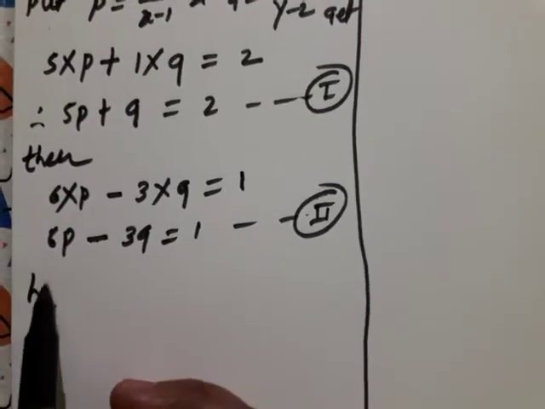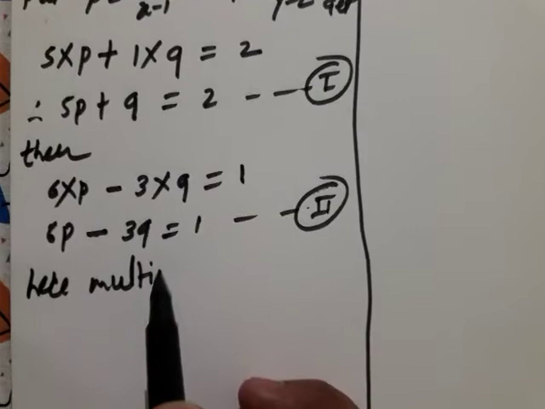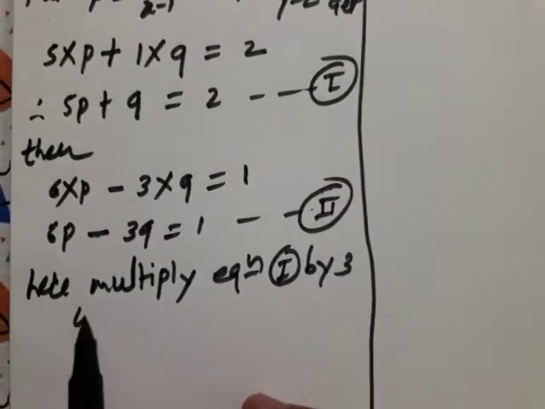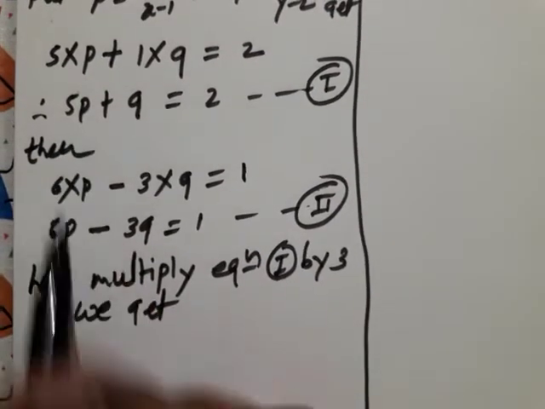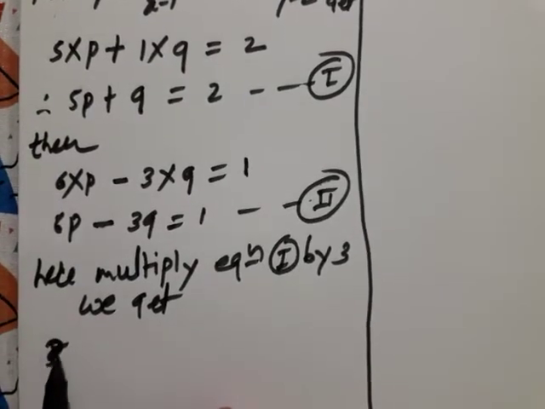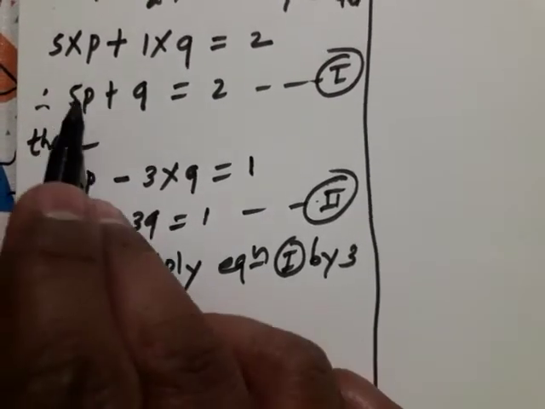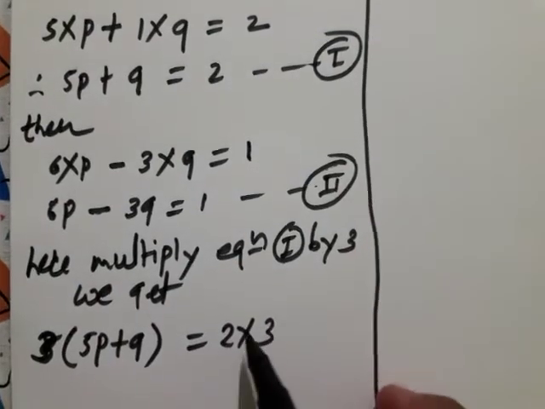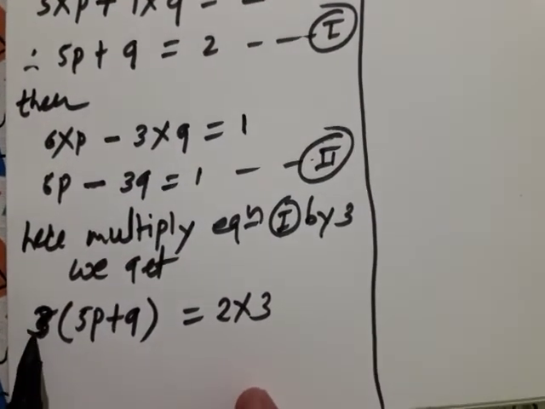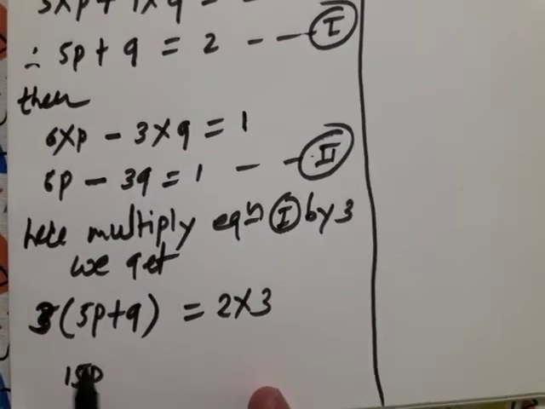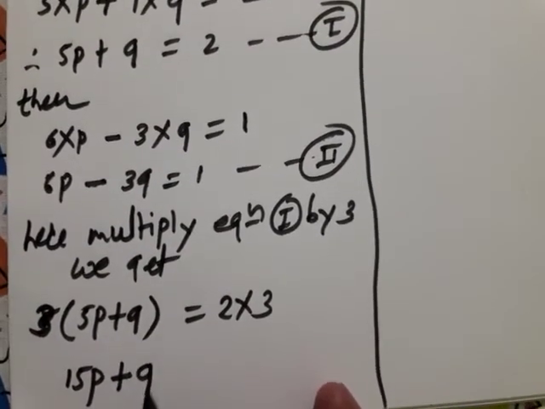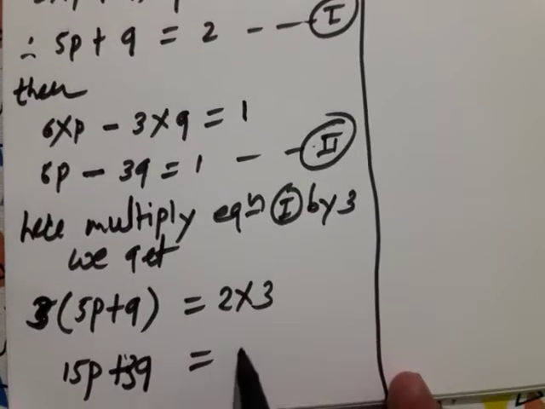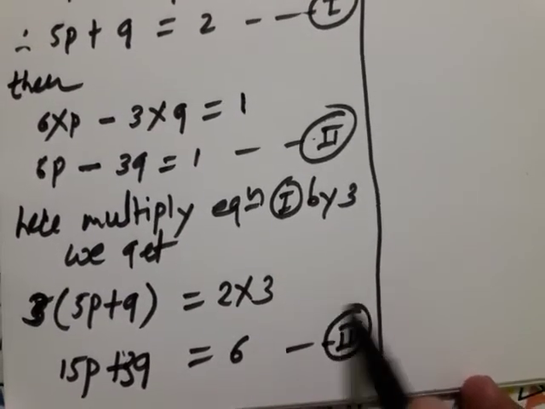Look here, I will write here: multiply equation 1 by 3, we get, multiply 3 in bracket, equation first, 5p plus q is equal to 2, into 3. Multiply the bracket: 3 into 5, 15p, plus 3 into q, 3q, is equal to 2 into 3, 6. What we got here? 15p plus 3q is equal to 6. This is known as the third equation.